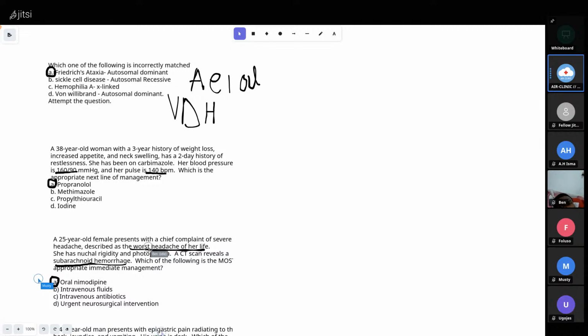So 30-year-old female presents with a history of recurrent painful red swollen joints, primarily affecting the wrists and ankles. She also reports fatigue and low-grade fever. Which of the following is the most likely diagnosis? Osteoarthritis, rheumatoid arthritis, gout, and septic arthritis.